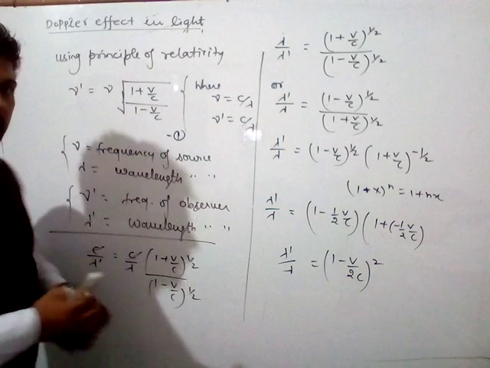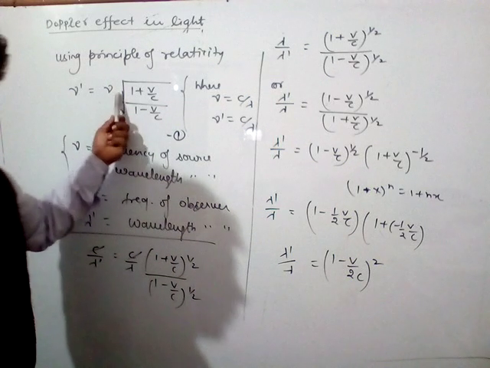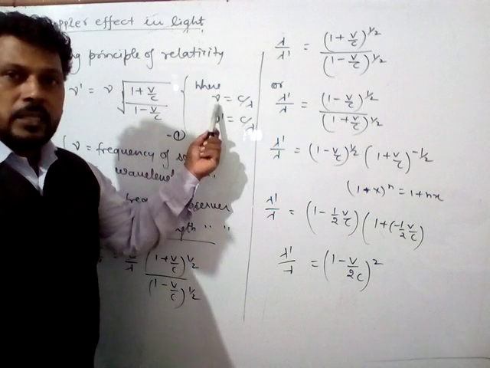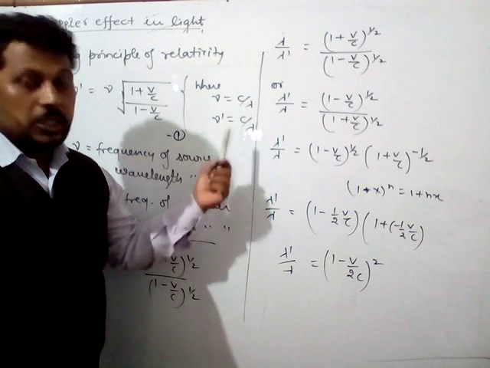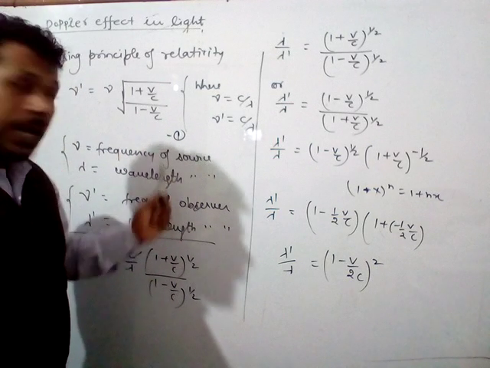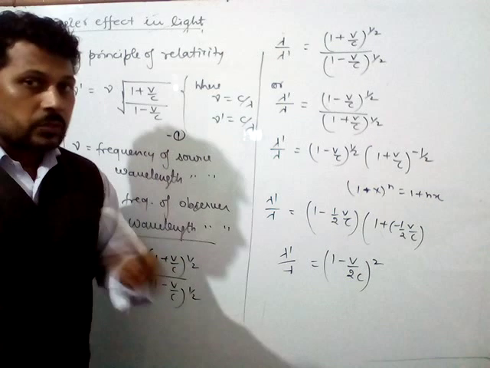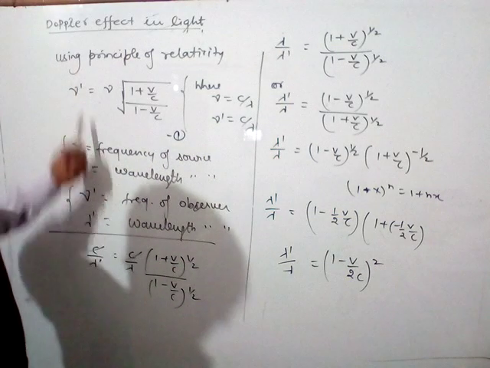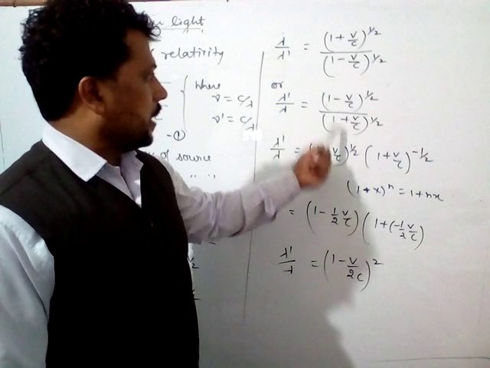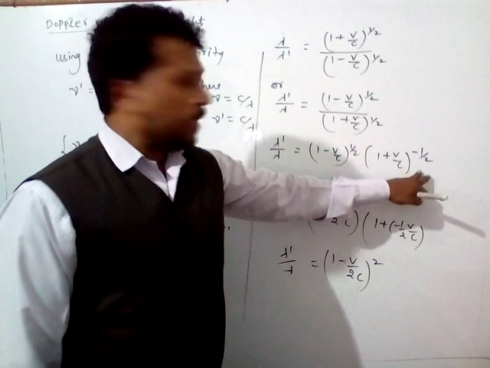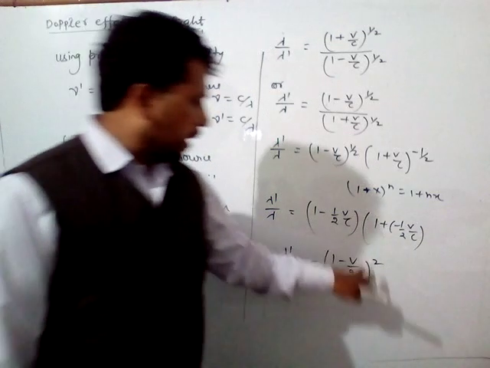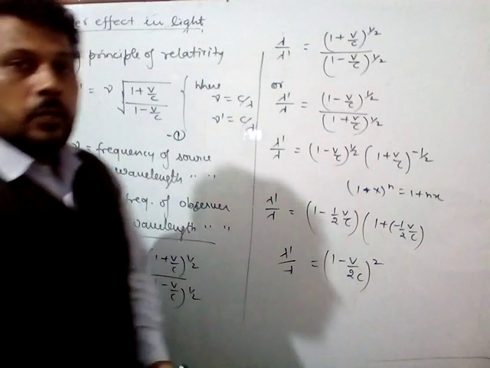Okay, so using here the principle of relativity, nu dash equals nu root over (1 plus v by c) upon (1 minus v by c). Nu is c by lambda, nu dash equals c by lambda dash. Nu and nu dash are the frequencies of the source and observer, whereas lambda and lambda dash are the wavelengths for the source and observer. So putting this value in this first equation, we will obtain this. Reverse this equation, so it will form like this, and both become upward. In this way it is expanded by the binomial theorem, so it will equal 1 minus v by 2c whole square.